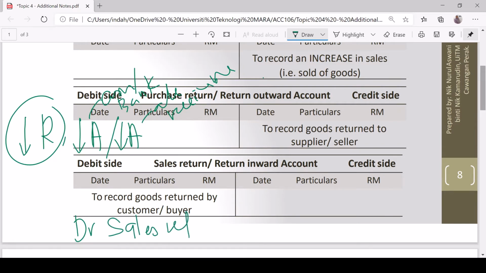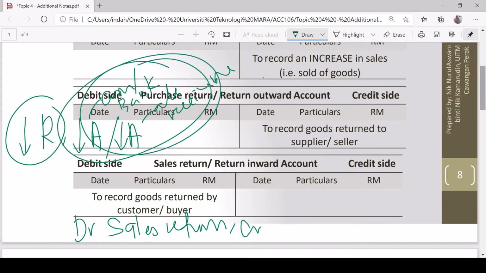Okay, debit sales return, and then credit, depending on the situation that I mentioned just now. You could credit to cash, it could be cash, it could be bank, or account receivable. So all you have to do is to check again the previous transaction that we have with this customer. So we're going to focus on this one.